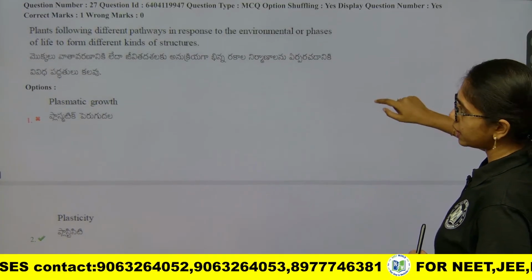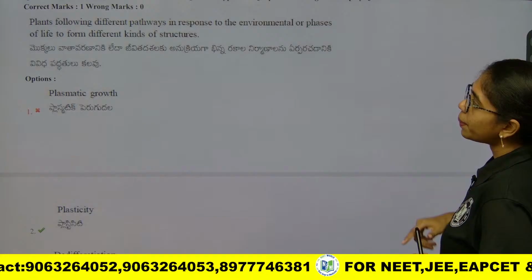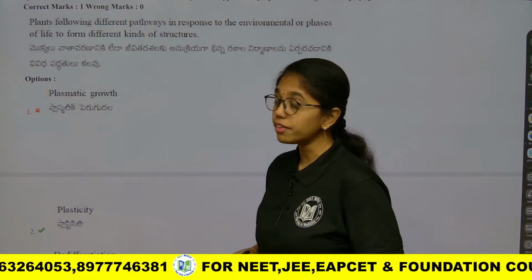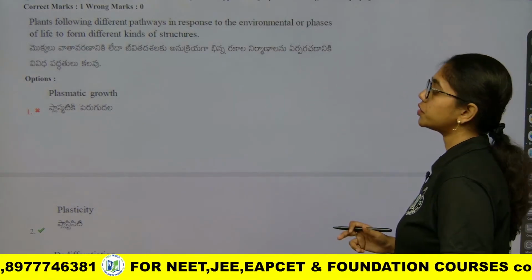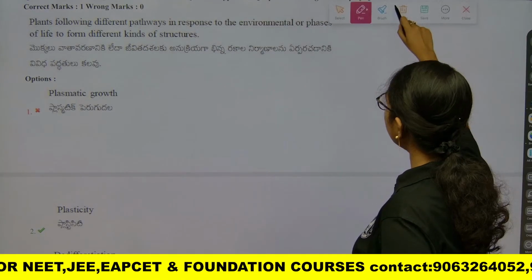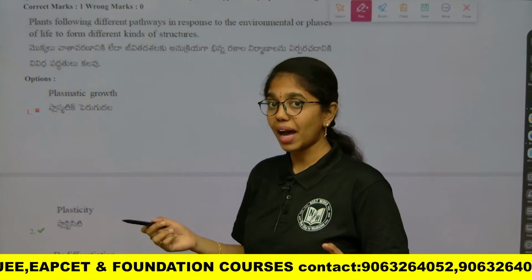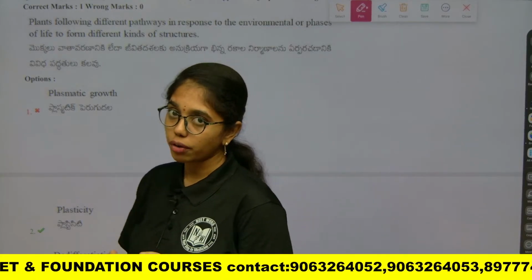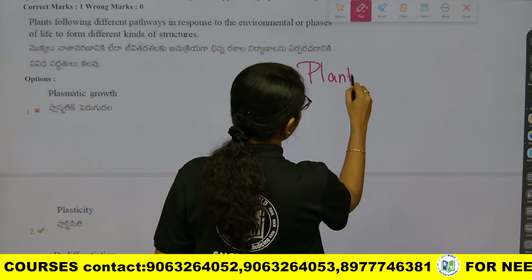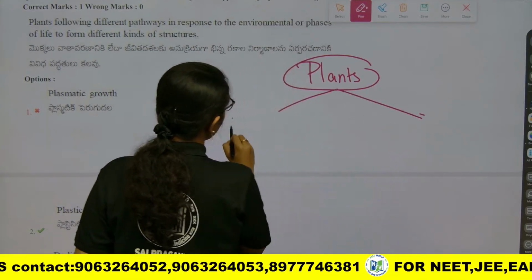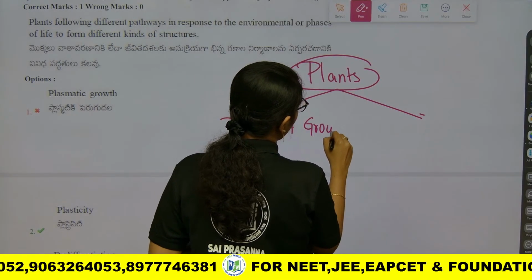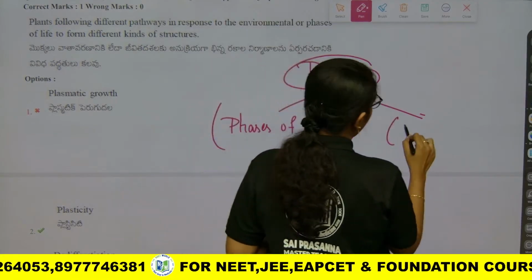Question number 27, look into the question properly. Plants follow different pathways in response to the environment or phases of life to form different kinds of structures. So here, plants respond with different developmental pathways, either with respect to phases of growth or with respect to environmental factors.